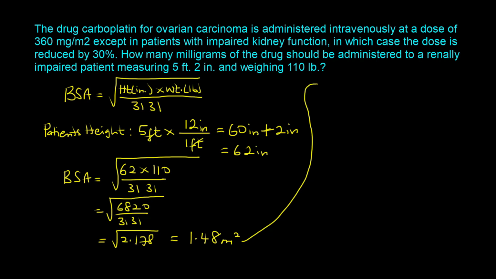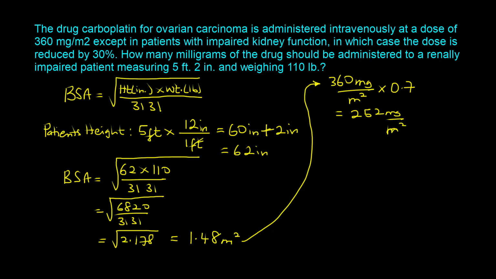The next thing we want to do is actually determine the normalized dose for this particular patient. So we will take the 360 milligrams per meter squared, and we need to adjust this because the patient has impaired kidney function. And so since that is reduced by 30%, it means we need to give 70% of the actual dose. And now 70 divided by 100 is going to be equal to 0.7. So we can multiply the normalized dose by 0.7, and that should be equal to 252 milligrams per meter squared.